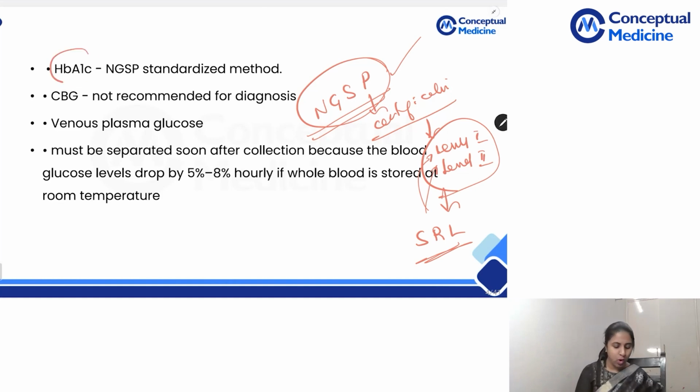First of all, what is HbA1c? Any idea? How is it even formed? What happens to a hemoglobin in HbA1c? Any idea?